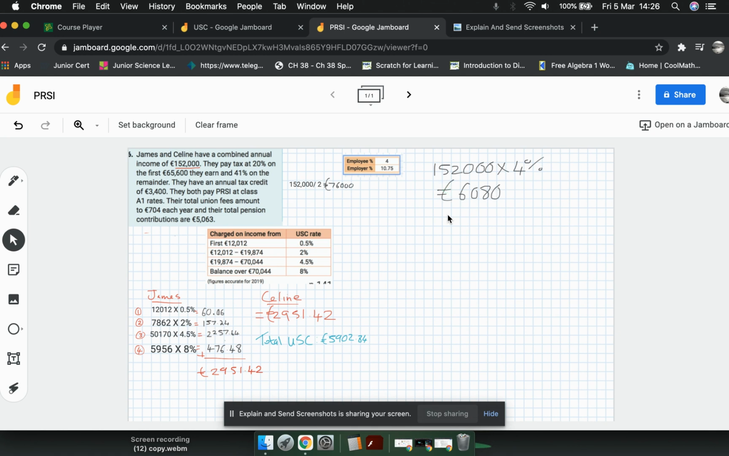Okay, so that's how you work out pay-related social insurance. You now should know a little bit more about universal social charge as well. So that has been universal social charge and pay-related social insurance. Any questions, let me know.